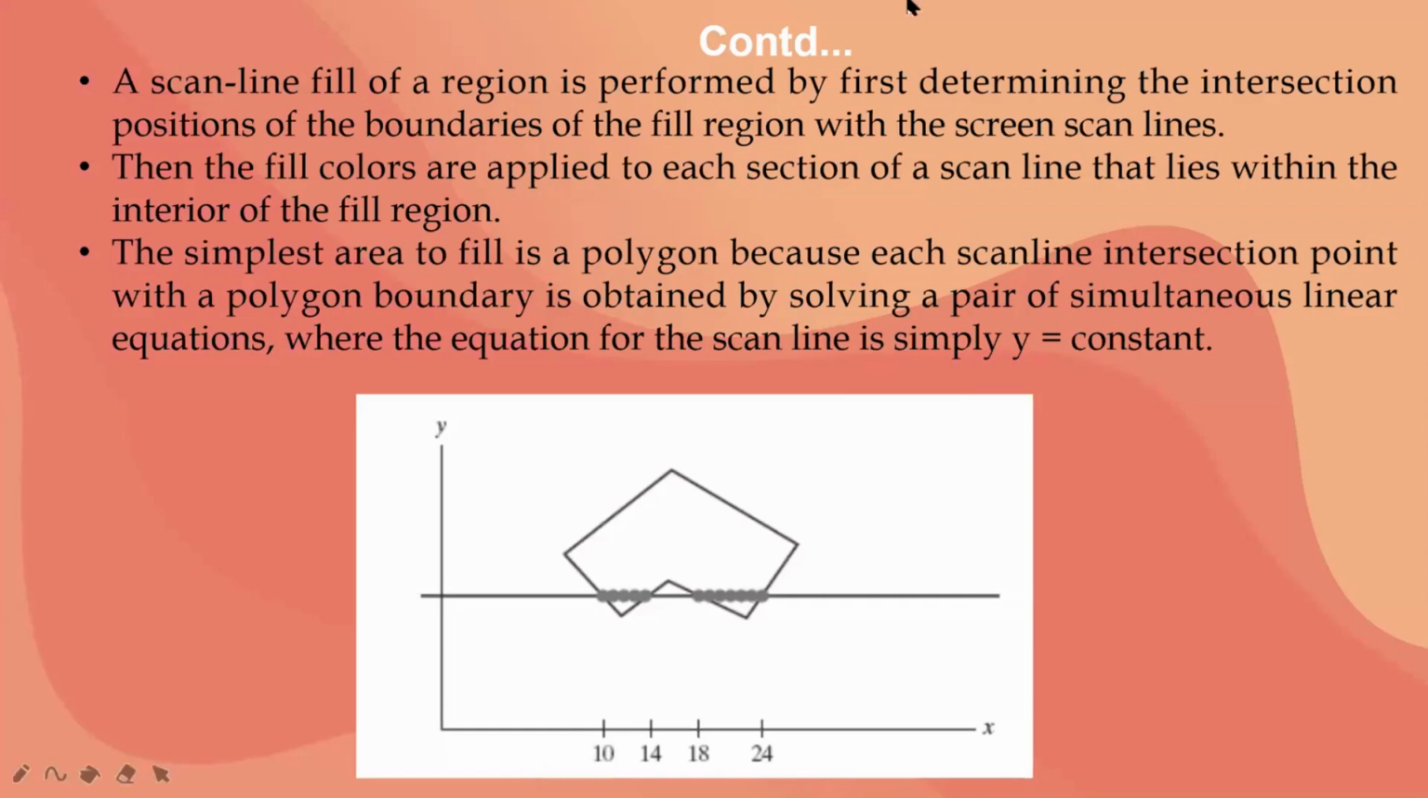In your question or in your diagram, the intersection position will be given. Here you can see I have a straight line which is passing over the polygon. That is my intersection line. And if you consider that the line is parallel to my x axis, that is why I can call this line a scan line.